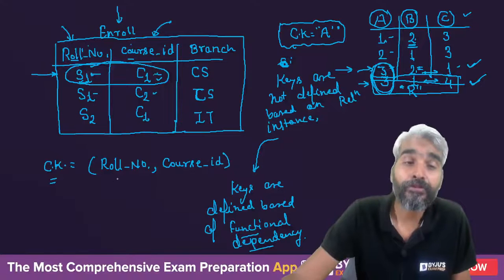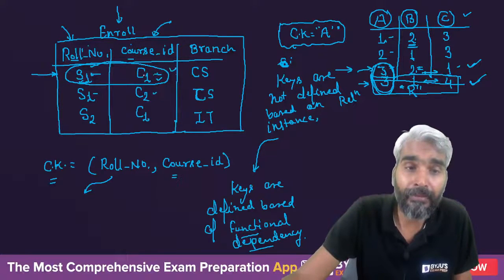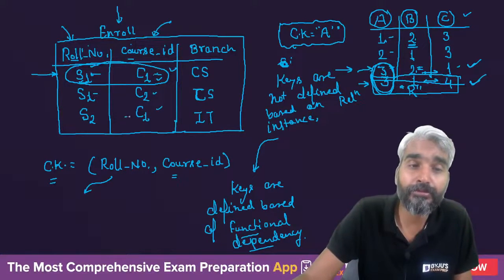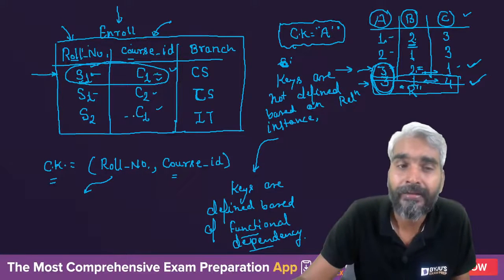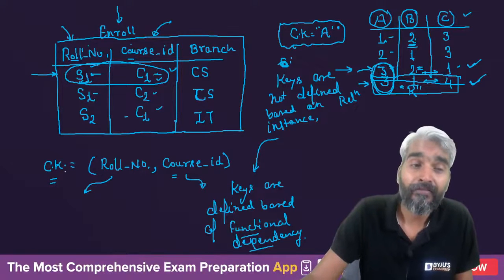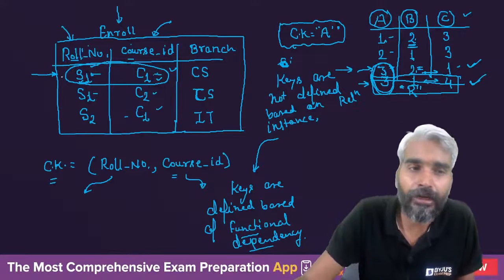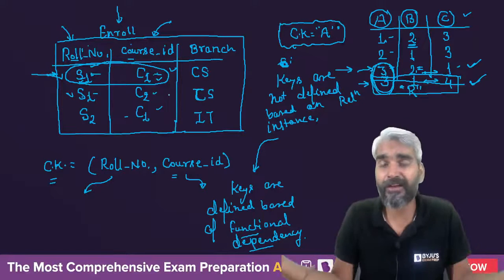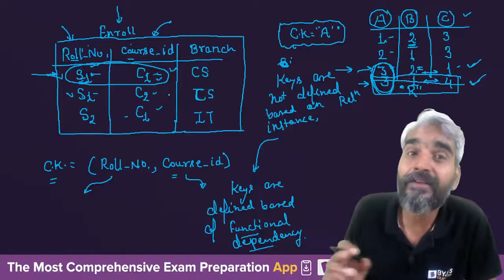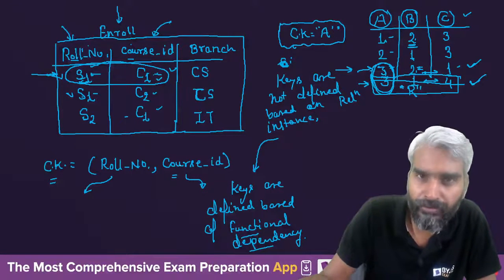It is minimal. If you remove roll number from this set, then course ID alone cannot uniquely differentiate the tuple, because for C1 the tuple may be S1 C1 CS, and for C1 it may be S2 C1 CS. So you will not be able to uniquely determine which tuple you are talking about. Similarly, if you remove course ID from this set, then roll number alone will not be able to define which tuple we are talking about, because for S1 it is S1 C1 CS, and for S1 it is S1 C2 CS.